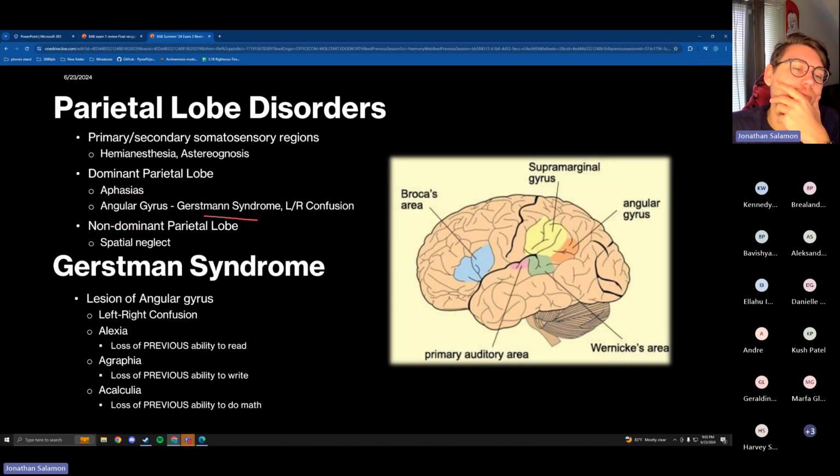Frontal lobe disorders. If it's on the right side, it's spatial neglect. If it's on the left side, you forget how to do something, whether it's reading or writing or doing math. If it's on your dominant lobe, which is the left side, it's usually an aphasia, or you get Gerstmann syndrome. If it's on the other side, you get spatial neglect.